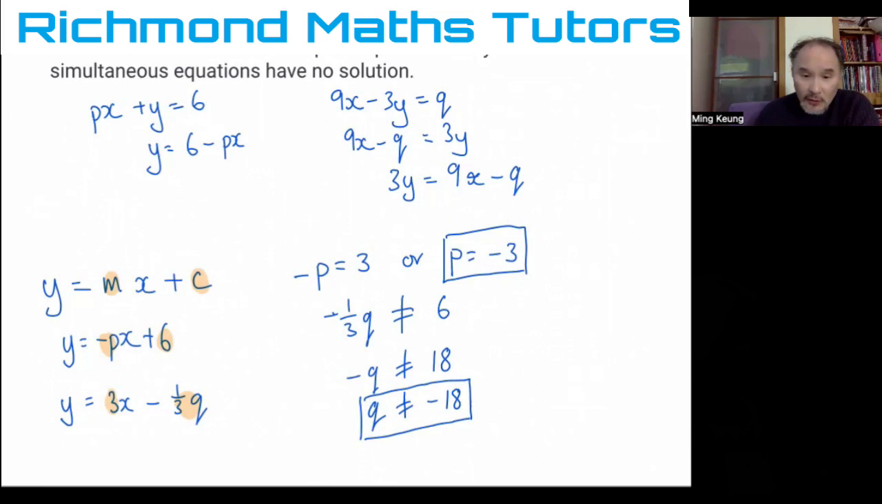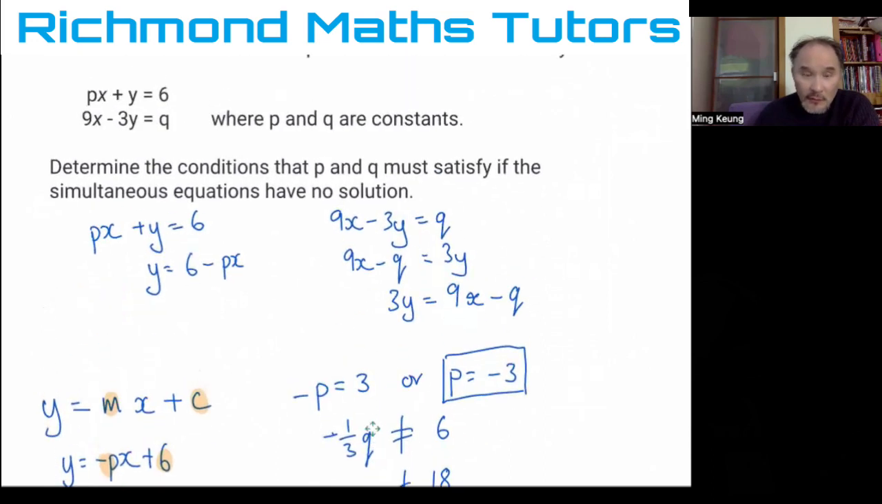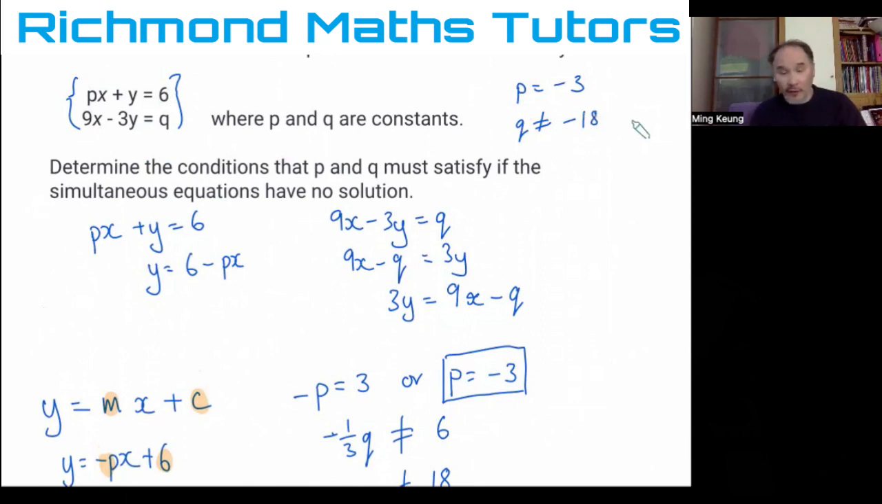Under these two conditions, this set of simultaneous equations have no solution. So when p equals minus 3 and q cannot equal minus 18, these two equations will never have a solution. Quite an interesting question. Yeah, quite fun.